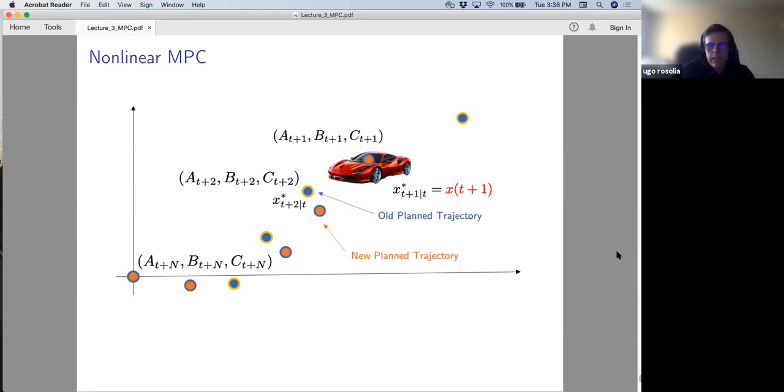The key idea is that the planned trajectory at the new time step is going to be somewhere close to the old predicted trajectory. And for this reason, our linearization is going to be accurate.